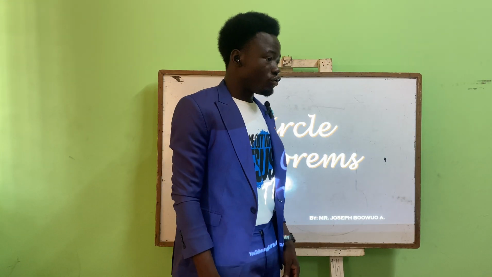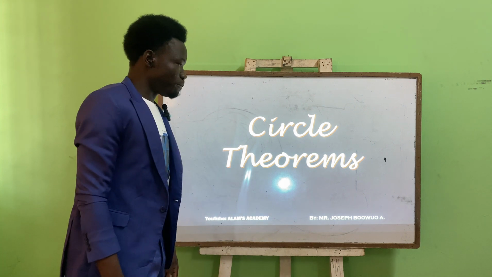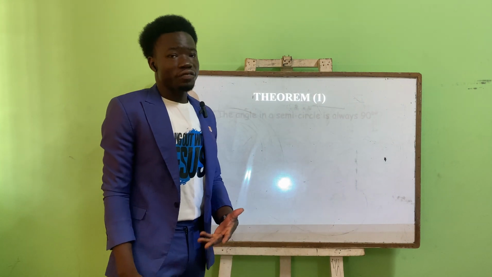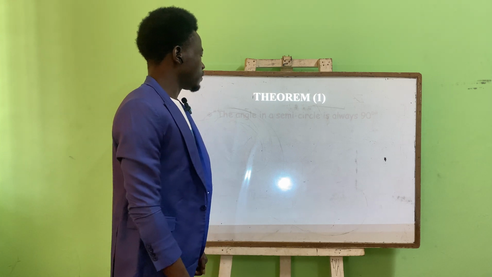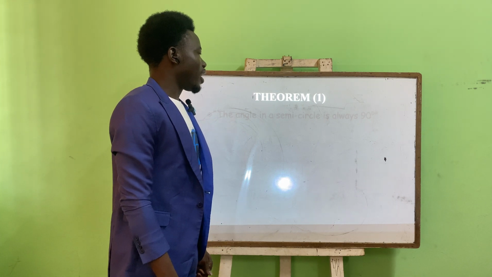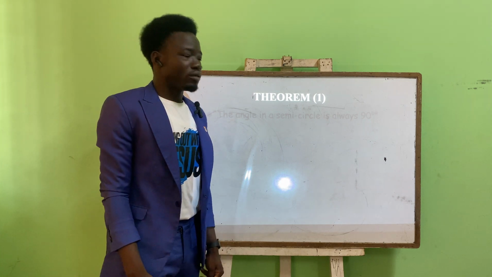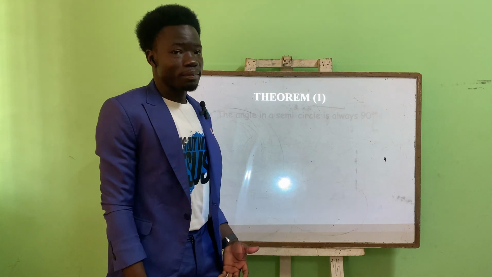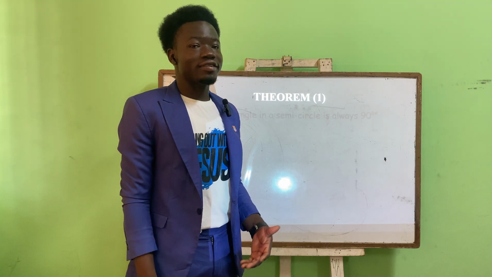Okay, so without much ado, let's get into it. So, second theorem. We want to look at the theorems. There are a lot of theorems that consist in the second theorem. But look at the first theorem, which is talking about angles in a semicircle.